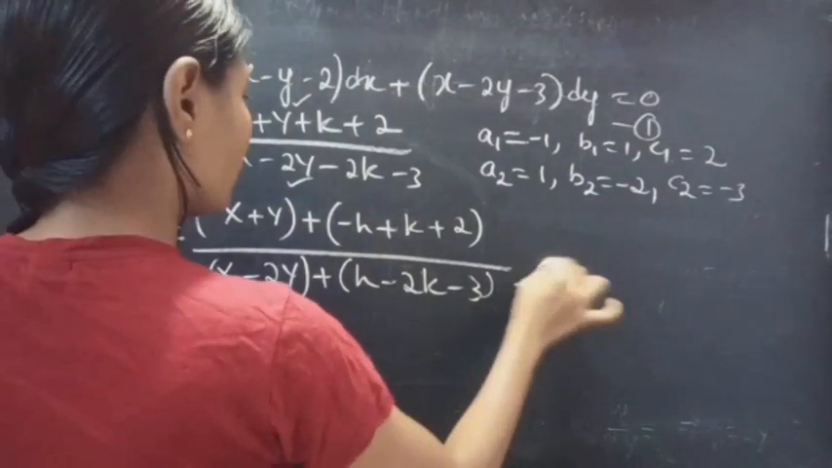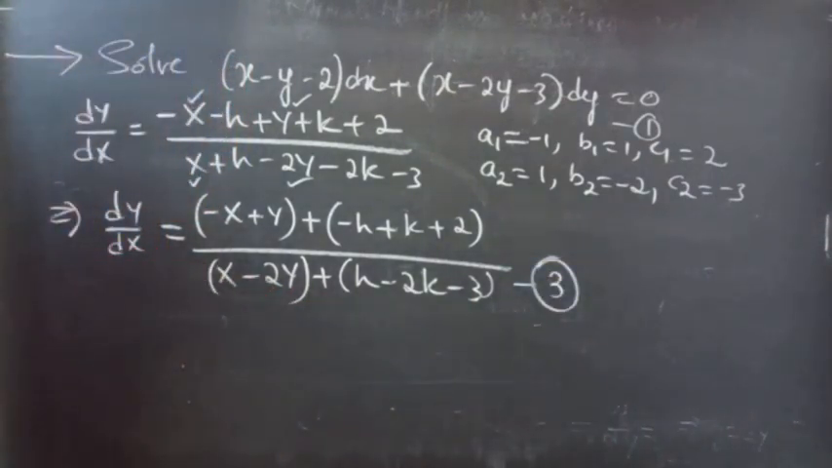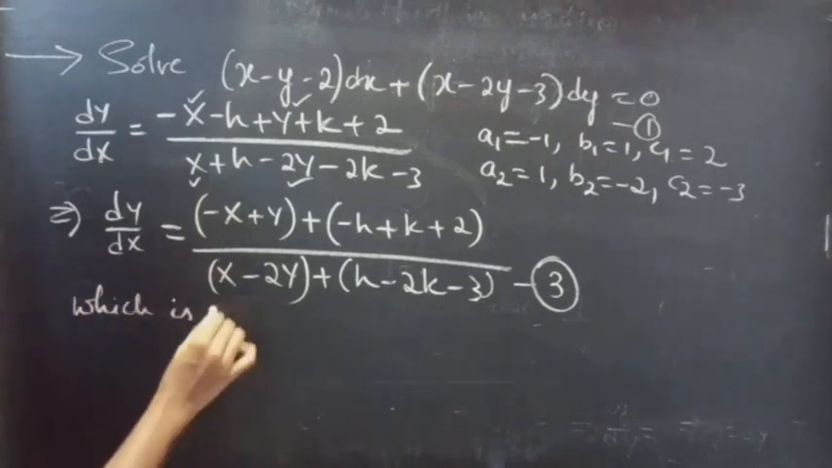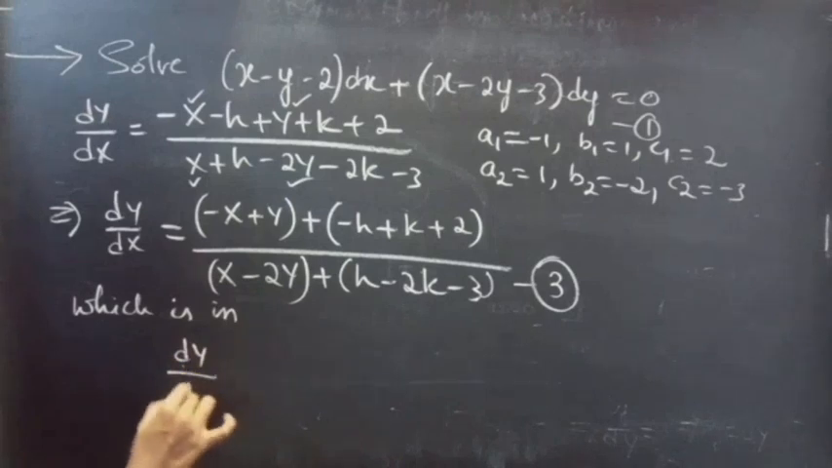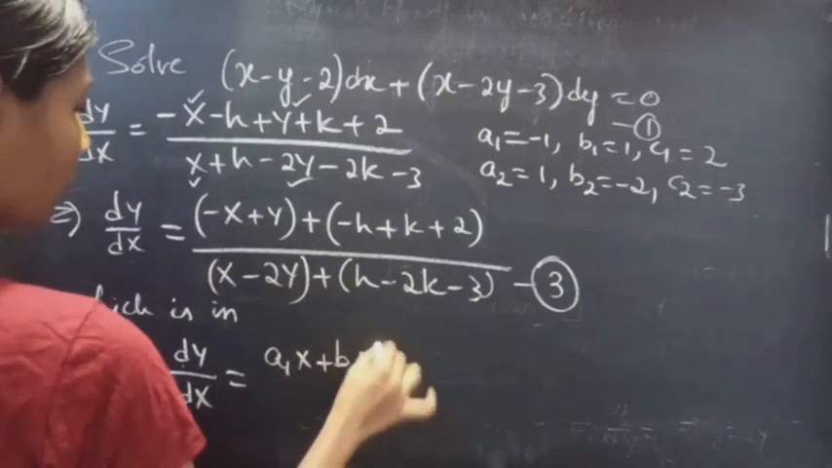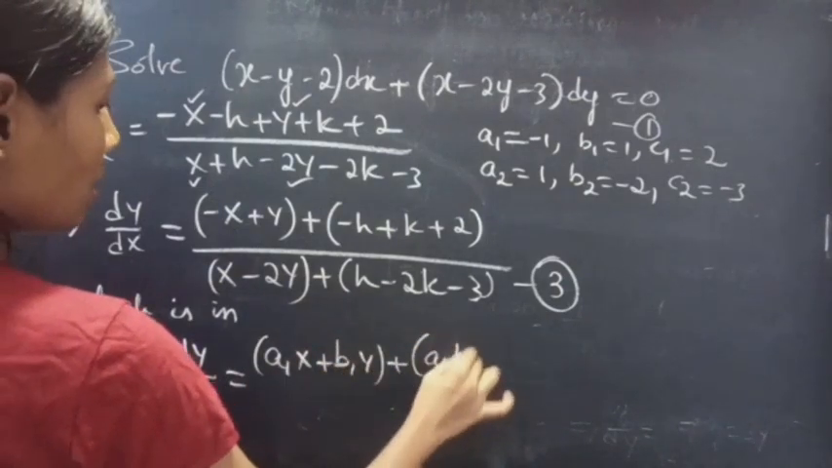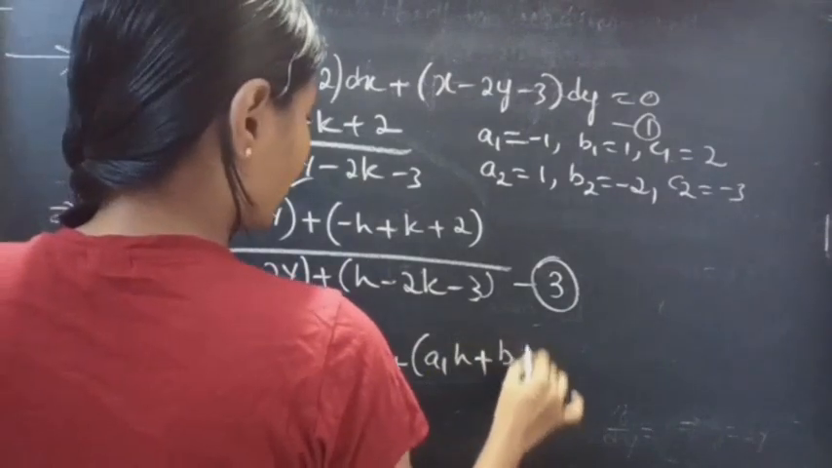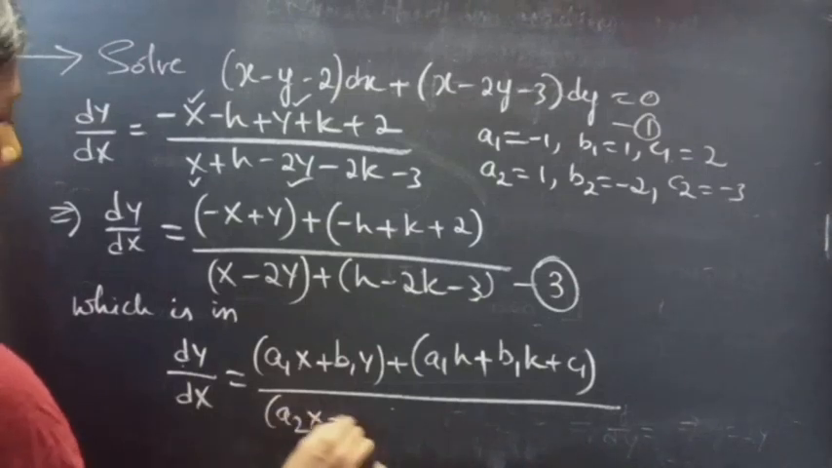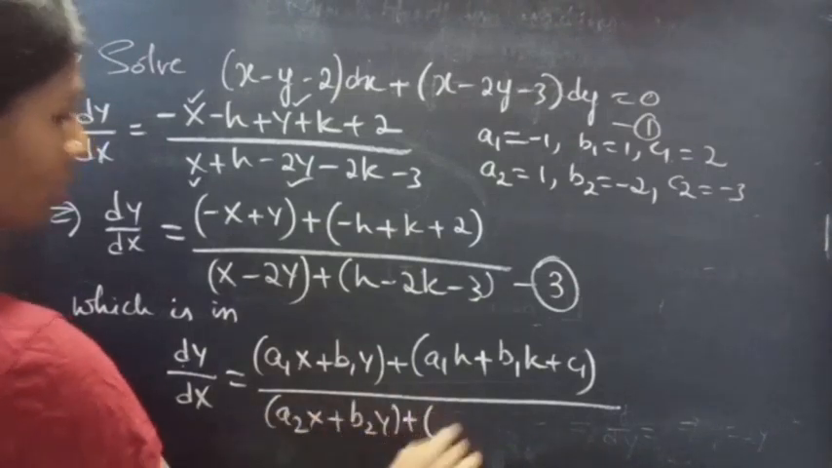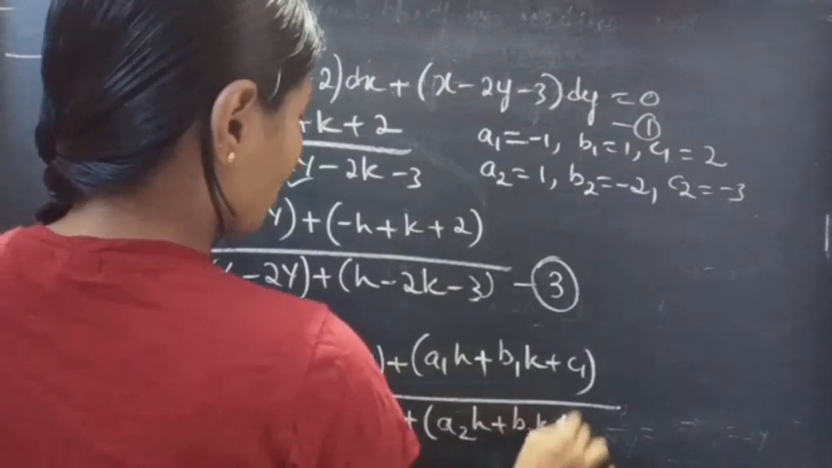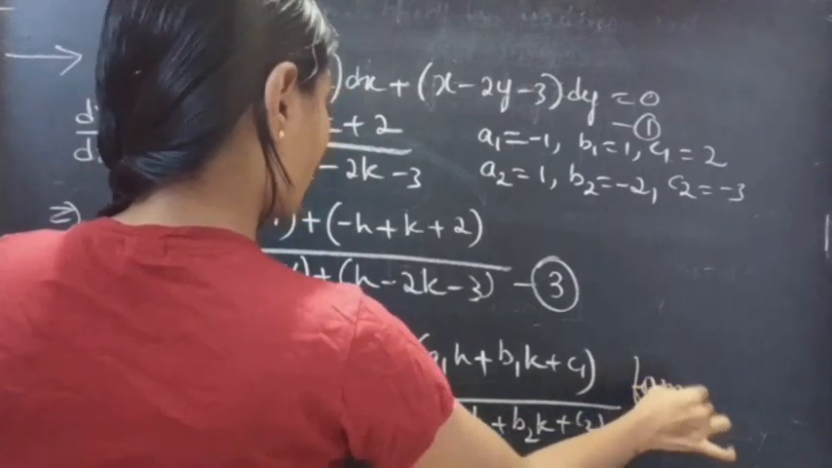Consider this as equation number 3, which is in the form dy/dx = (a1x + b1y + a1h + b1k + c1)/(a2x + b2y + a2h + b2k + c2), right?